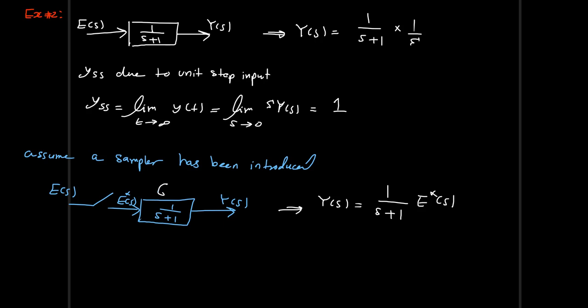or if this one is G of s, then Y of s will equal G of s E star of s. If we star both sides, this will be Y star of s will equal G star of s E of s, which can be written as Y of z is equal to G of z E of z.